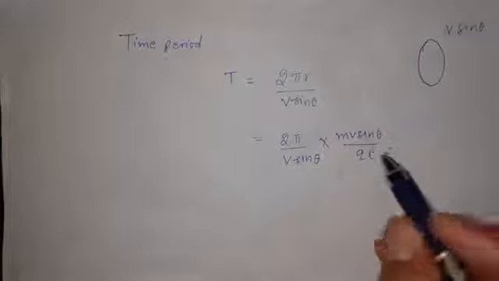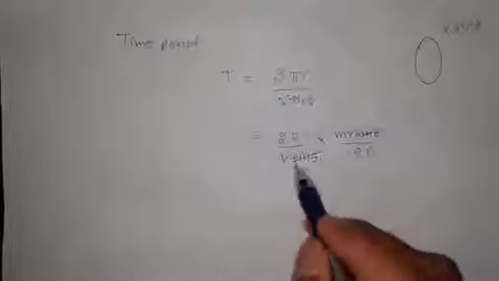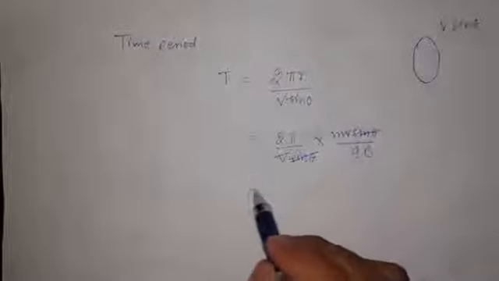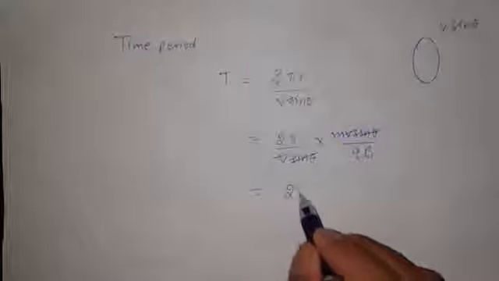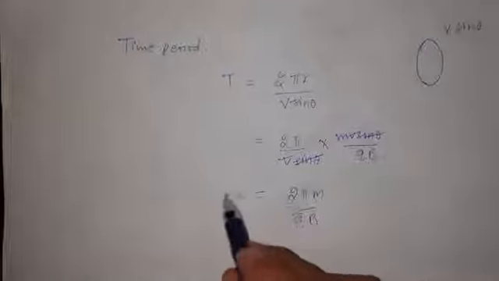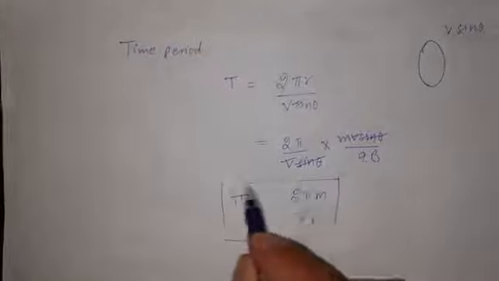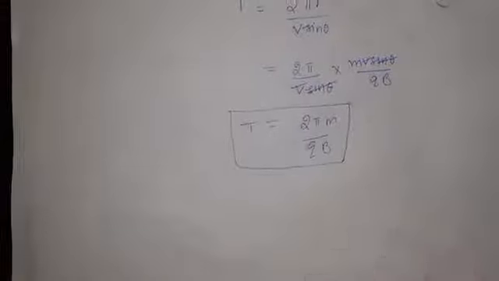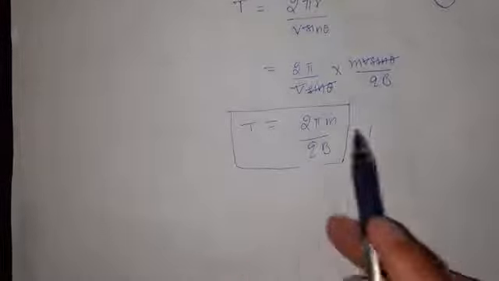Okay, this is the value. Now over here sin theta will cancel with sin theta, and v is cancelling with this one, so we get 2 pi m by qB. Okay, this is the same expression which we obtained in the case when it was moving perpendicularly.